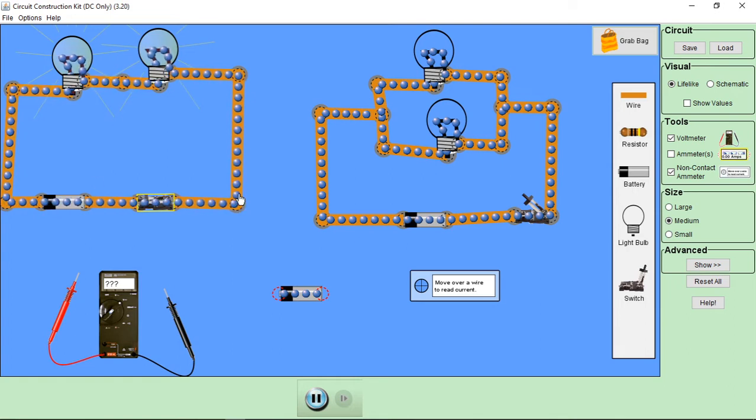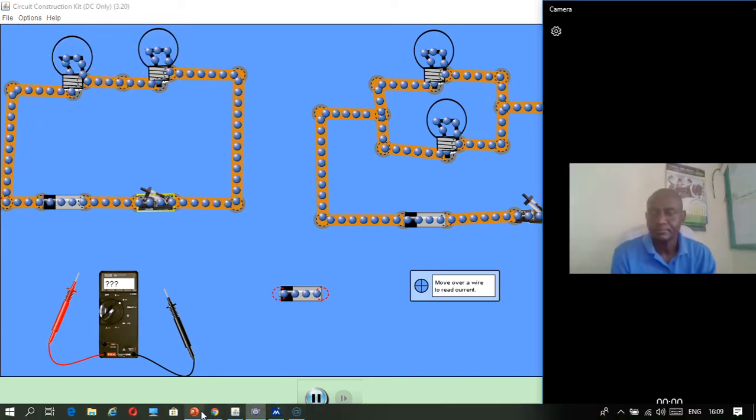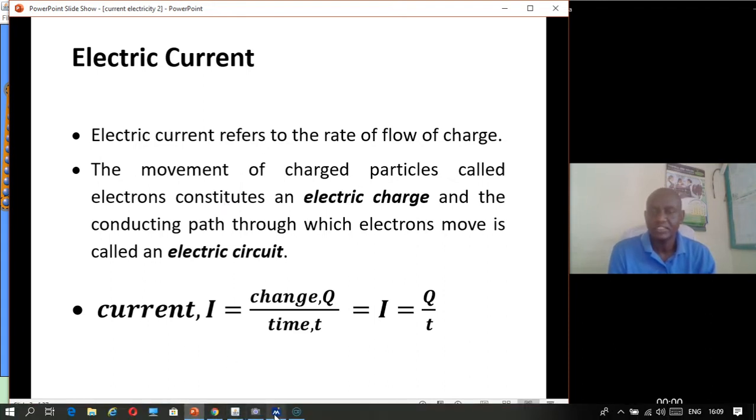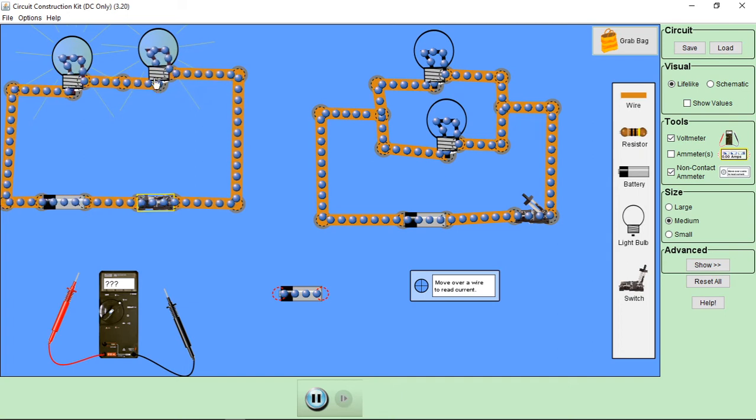The rate at which these electrons are moving is what we are calling current, electric current. So what were we saying? We're saying that the movement of charged particles, called electrons, constitutes an electric current. So what you are seeing here as electrons moving is what constitutes current. Those electrons moving.